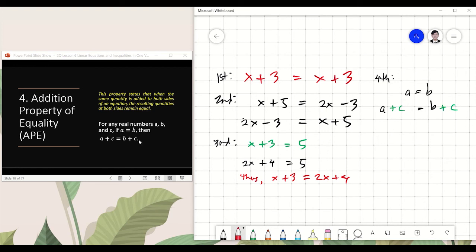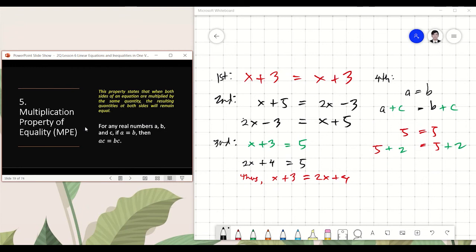So halimbawa, pag sinabi nating 5 is equal to 5, okay lang kapag mag-a-add tayo ng 2 sa left side. Pero, pag ginawa natin siya sa left side, magiging mas mabigat siya compared sa right side. So, para ma-maintain yung equality, we also do the same thing on the right side. So, that's the concept of APE. That whatever you do on the left, do on the right. When you add something on the left, do the same thing on the right.